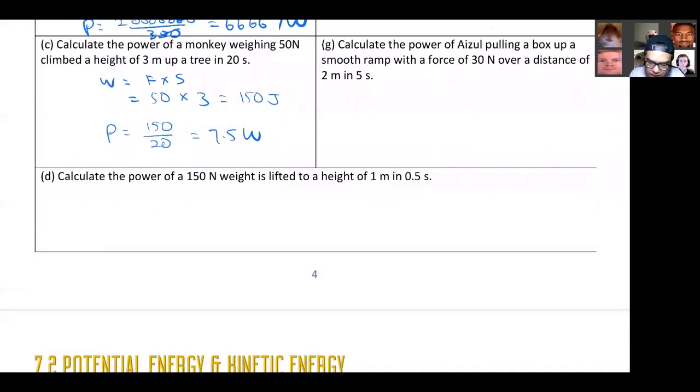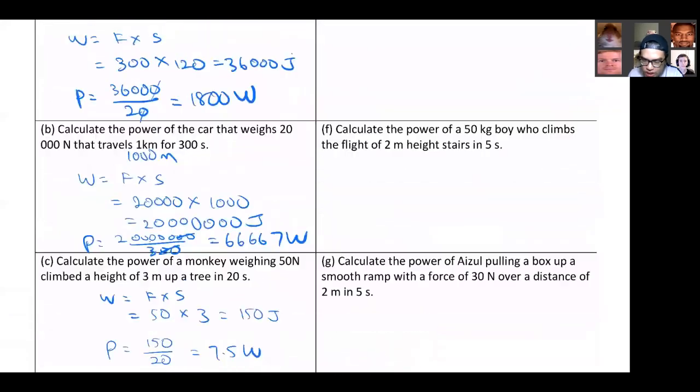Okay, and then for D, calculate the power if 150 weight is lifted to a height of 1 meter in 0.5 seconds. If you're very lazy, you can just combine them like this. P equals 150 times 1 divided by 0.5. One step settle. You can do it, you still get marks, no worries. The answer is 300 joule. Sorry, watt. Just make sure your answer is correct. Make sure the unit is correct.